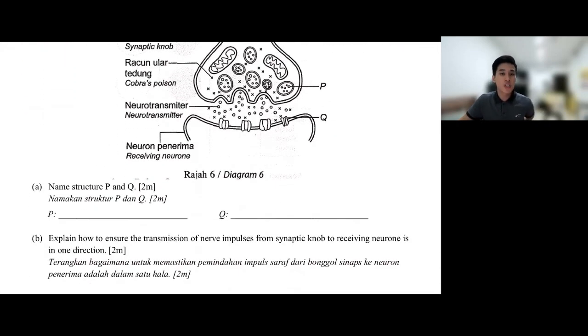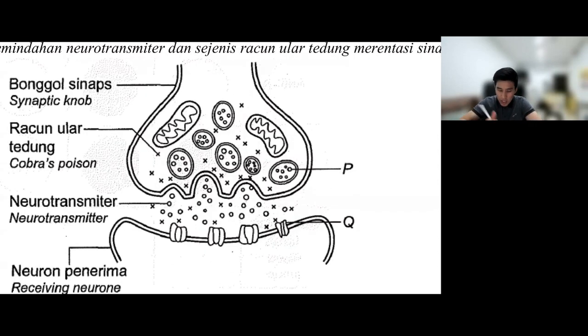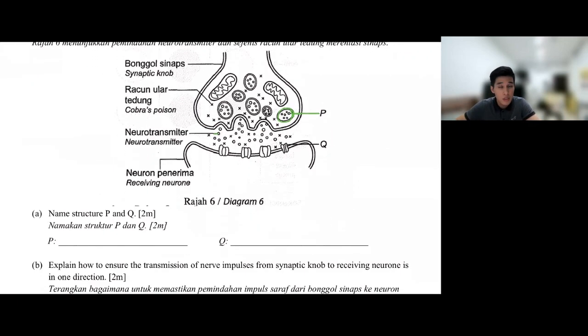Okay, name structures P and Q. This one I want to change a little bit because here you've got the neurotransmitter, so I don't point at the neurotransmitter, I want to point to this thing. The neurotransmitter is inside what? The thing that contains the neurotransmitter is called the synaptic vesicle. Yes. Synaptic vesicle.